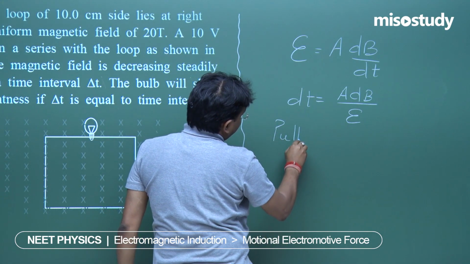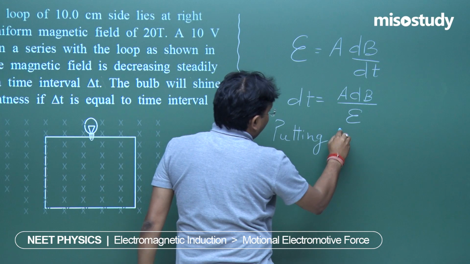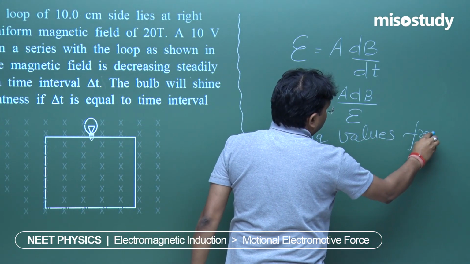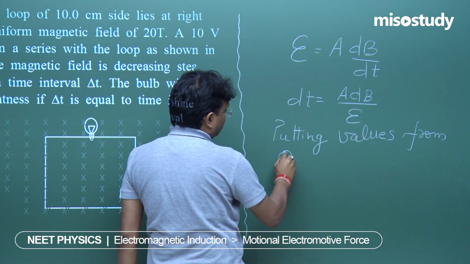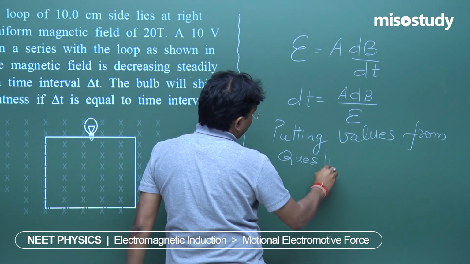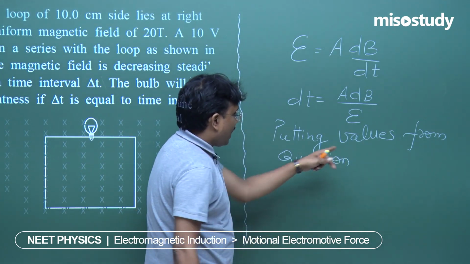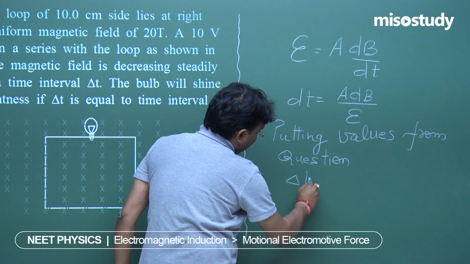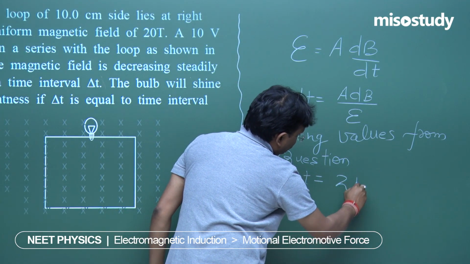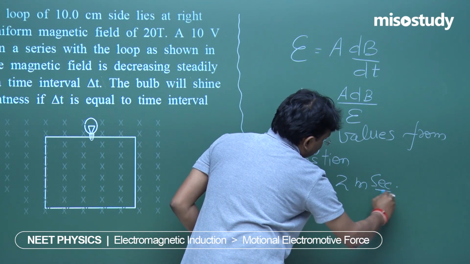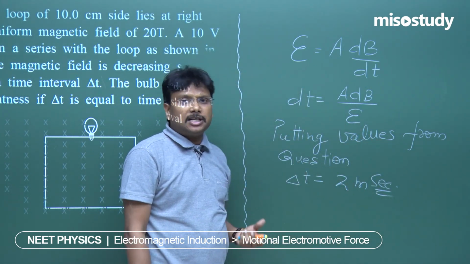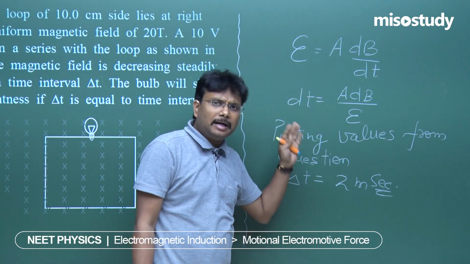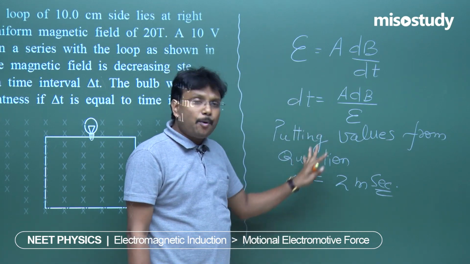Putting values from the question as given. So, I am not taking a lot of time. Putting values from the question, fine, once you solve it, delta t you will get as 2 millisecond. Putting values I am just leaving, because there is no point of putting the values and solving this multiplication, division, etc. Important is the concept.